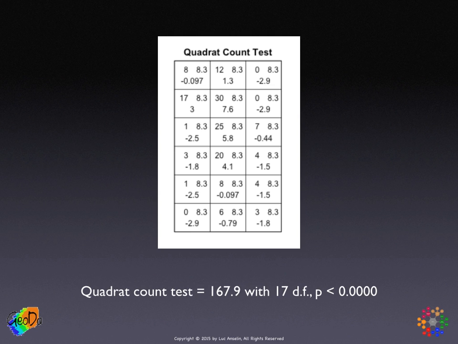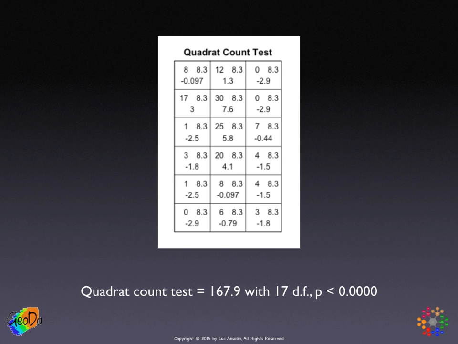The average to be expected is 149 divided by 18, which is, there's 18 cells, so that's 8.3. And then we take the difference. If you carry out the full computation, the result is something like 167.9 with 17, that's 18 minus 1, degrees of freedom, and it's highly, highly significant. So we strongly reject the null hypothesis that the intensity is constant throughout this space.